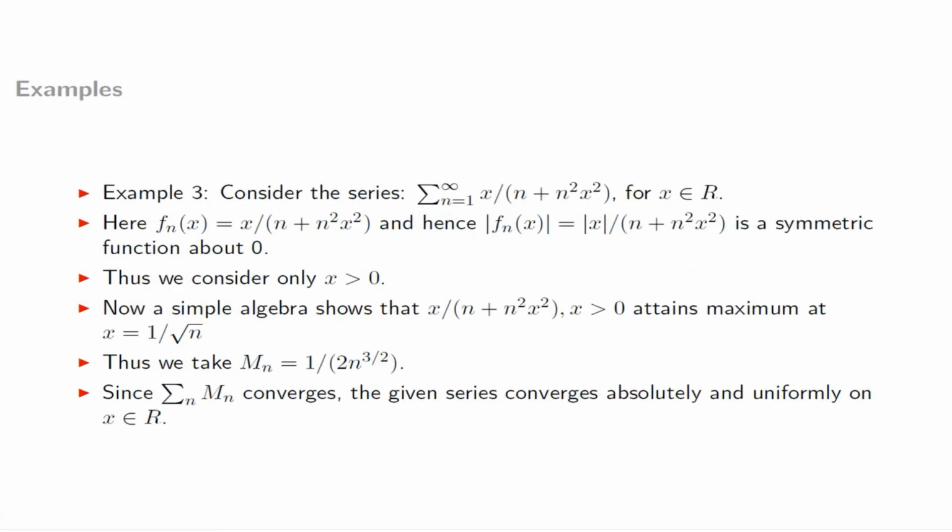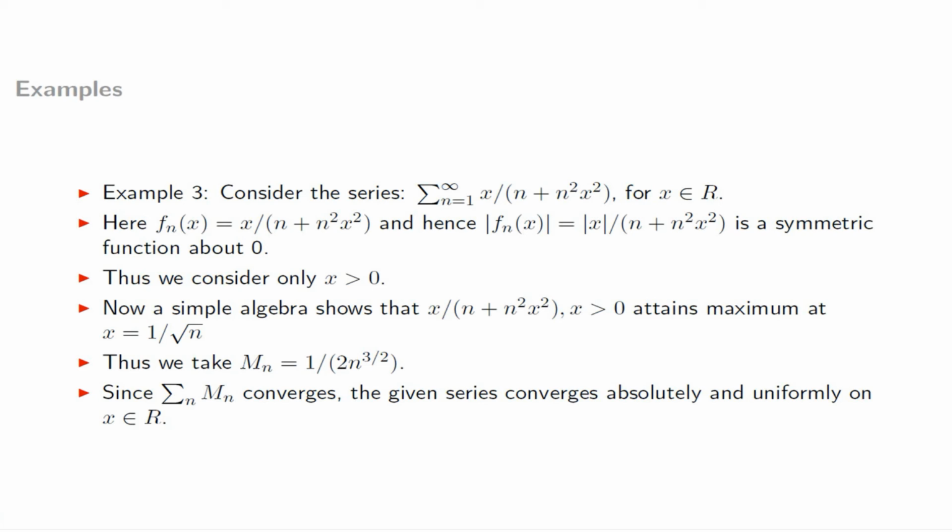Consider our next example. Suppose we have a series summation n from 1 to infinity x divided by n plus n square x square for x belonging to the real line. Here the absolute value of f n x is nothing but the absolute value of x divided by n plus n square x square, which is a symmetric function about 0. So we consider only the nature of this absolute value of f n x for x greater than 0.